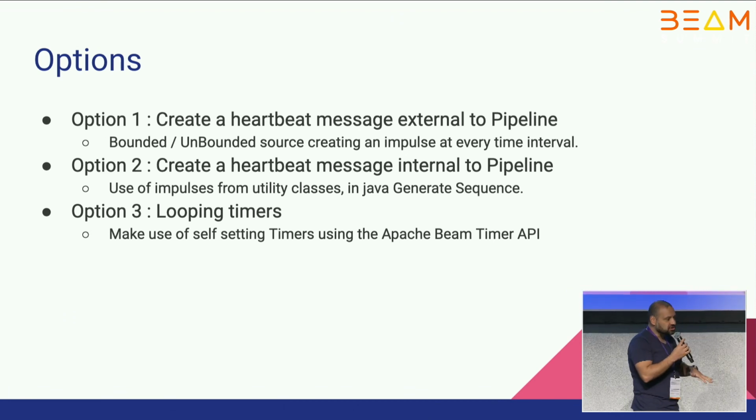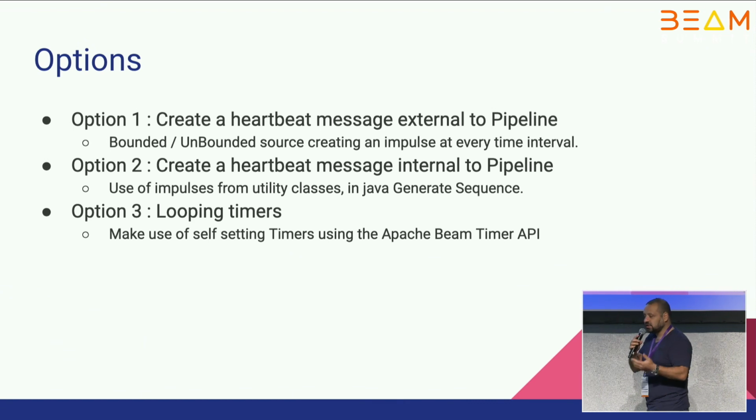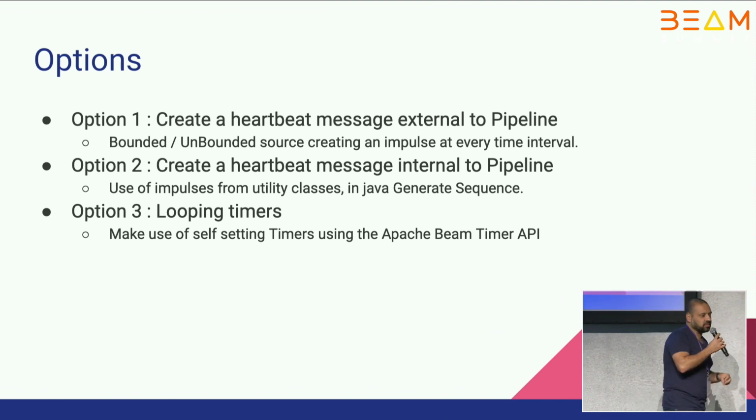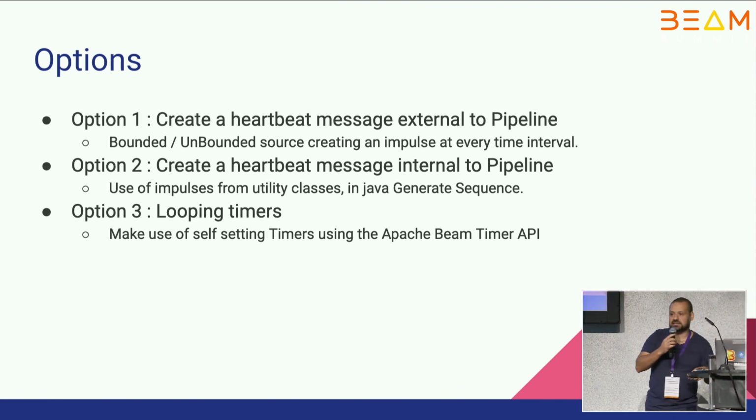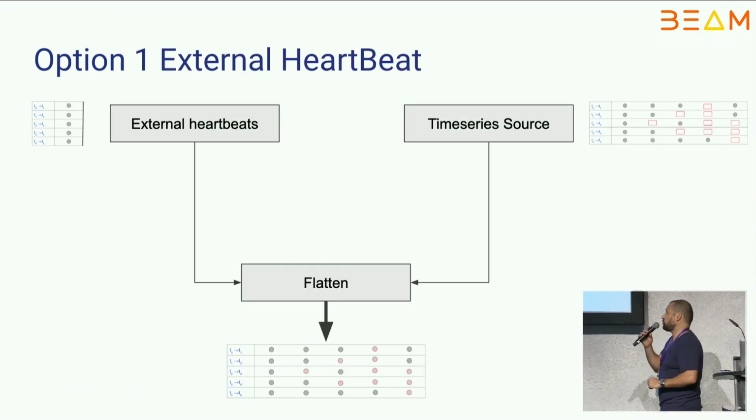The second version is one where we get one of the utility classes in Beam to actually generate the data for us, so we don't have this external piece. And the final one, which is the one we're proposing as a nice solution for this, is something called looping timers. So let's go through option 1.